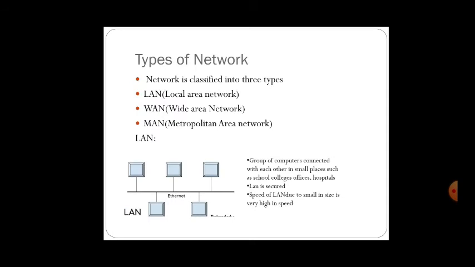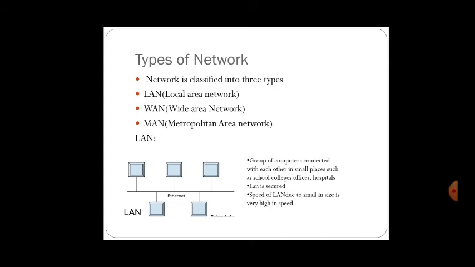So let us see types of network. According to the geographical area, it is classified into three types. Here you are going to learn about just three types, that is LAN, WAN and MAN. There are some other networks, but since this is extra, we're just going to brush up on the LAN.